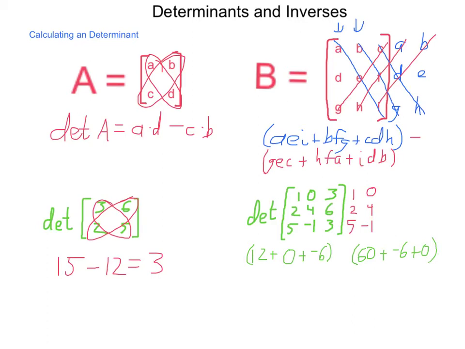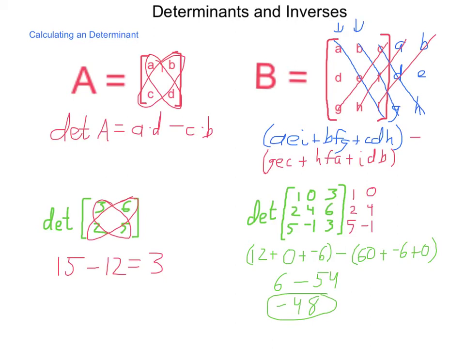And once I have these sums, I'm going to subtract them. So 12 plus 0 is 12, plus negative 6 is simply 6. And from that I'm going to subtract 60 plus negative 6, which is 54. 6 minus 54 is a negative 48. So the determinant of this 4 by 4 matrix is a negative 48. Takes a little bit of time to get these down, learning the patterns. Top-to-bottom diagonals are positive, bottom-up we're going to subtract them.